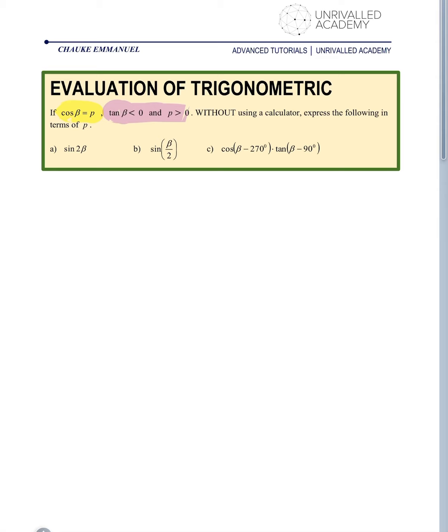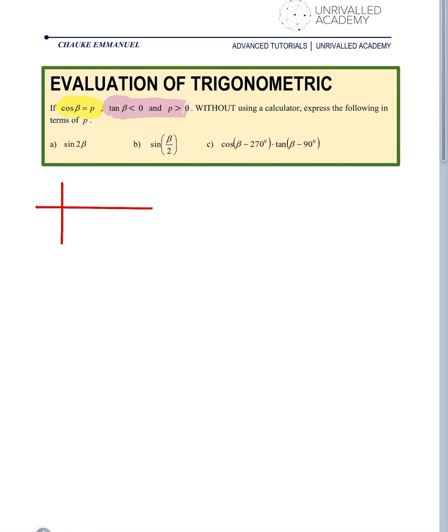So this is where you're going to draw your diagram. Remember that if there are no restrictions in this kind of question, you always draw your diagram in the first quadrant. So now I want us to draw it right now. Let me draw. I'm just gonna have a diagram which looks like that. So I'm gonna draw it in the fourth quadrant.